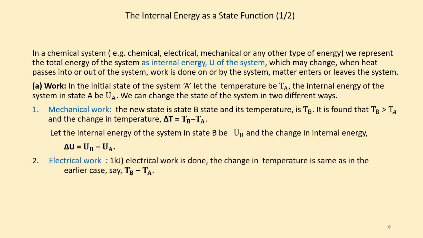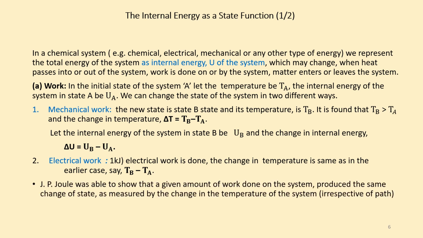We can also change the temperature by doing electrical work. In the previous case of mechanical work, say 1 kilojoule of work is done. Even in this electrical case, if we do 1 kilojoule of electrical work by immersion of a heating rod or any other thing which results in a change in temperature, the change in temperature is TB minus TA. For the same quantity of work done, the difference between the two temperatures will be the same. That is, TB minus TA, delta T, is the same for both mechanical work and electrical work.